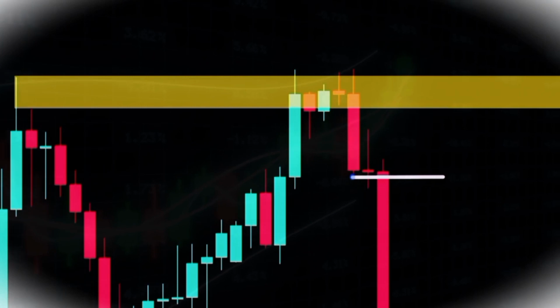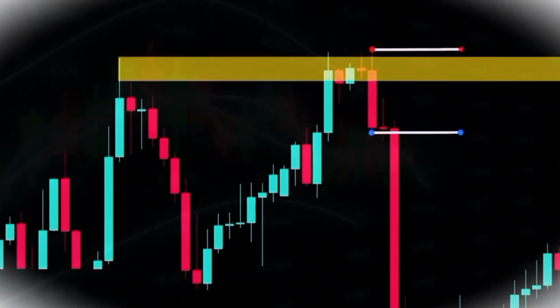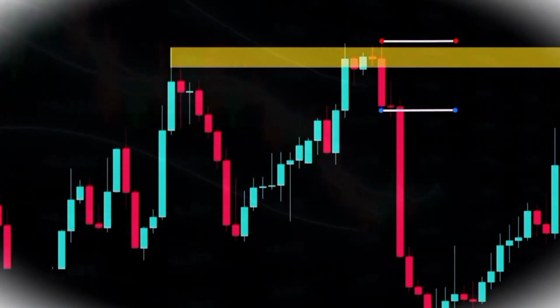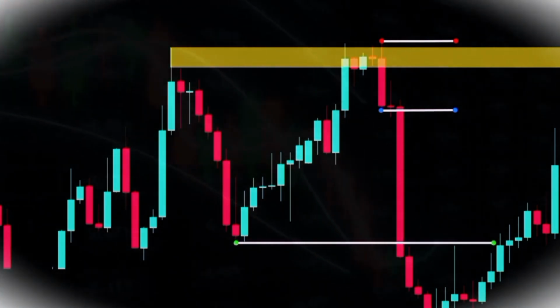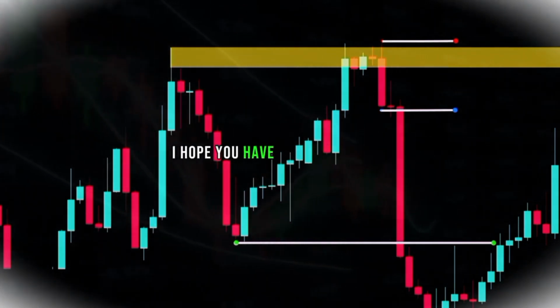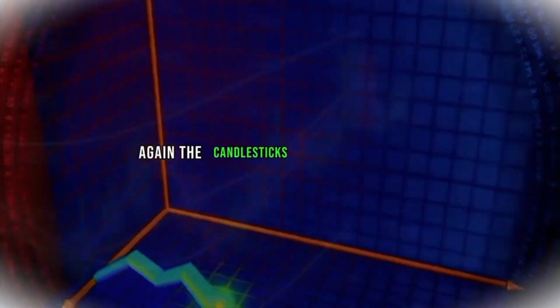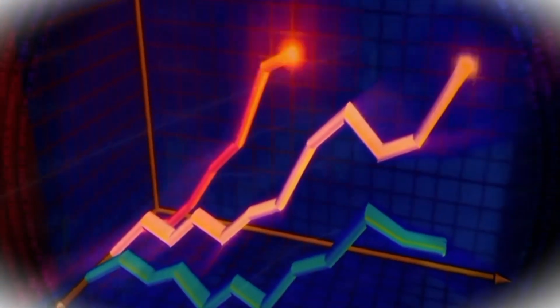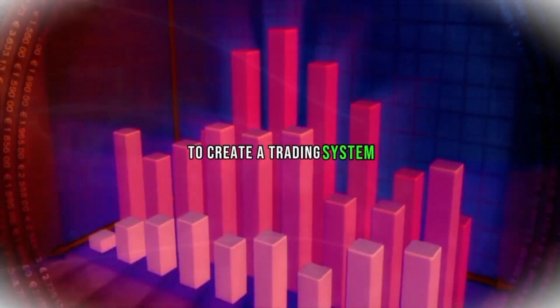So we place a sell trade at this candle's low and set our stop loss above the high. For our targets, we can target these two lows, and as you can see, the price achieved our targets. I hope you have now understood how to use these candlesticks for your trading. Again, the candlesticks alone are nothing. You need to combine them with other factors to create a trading system.